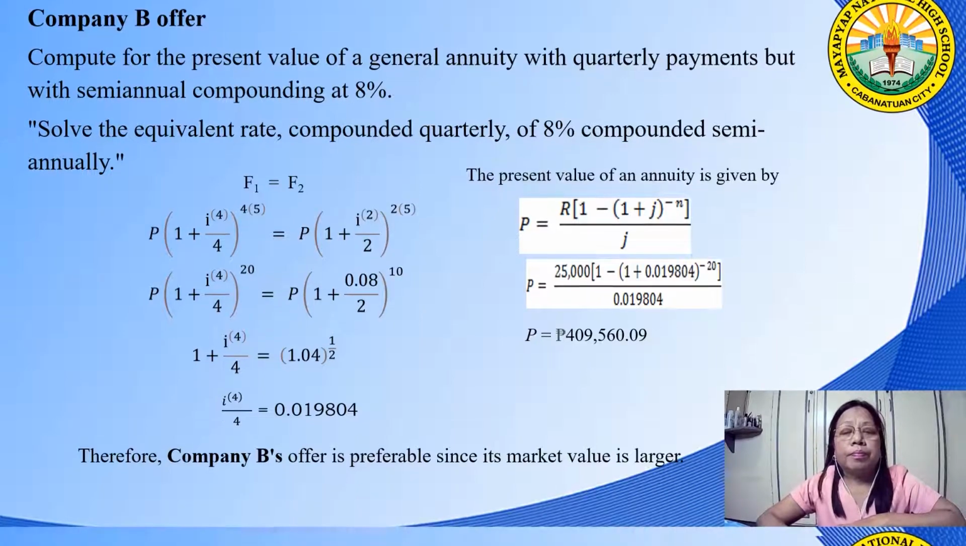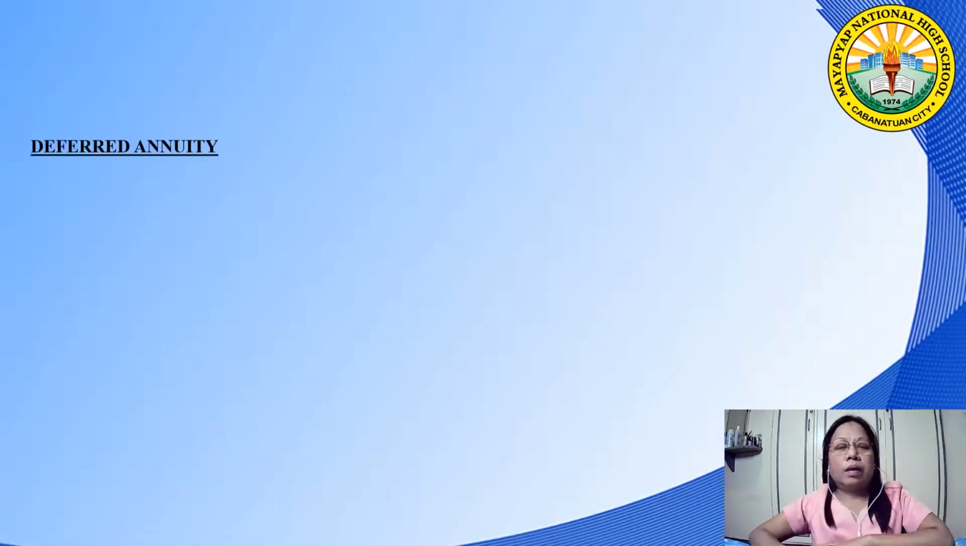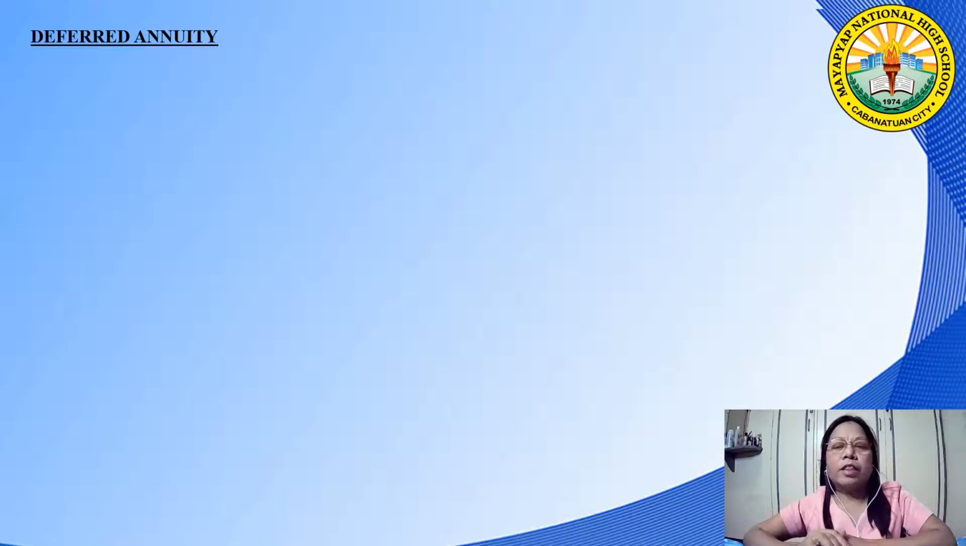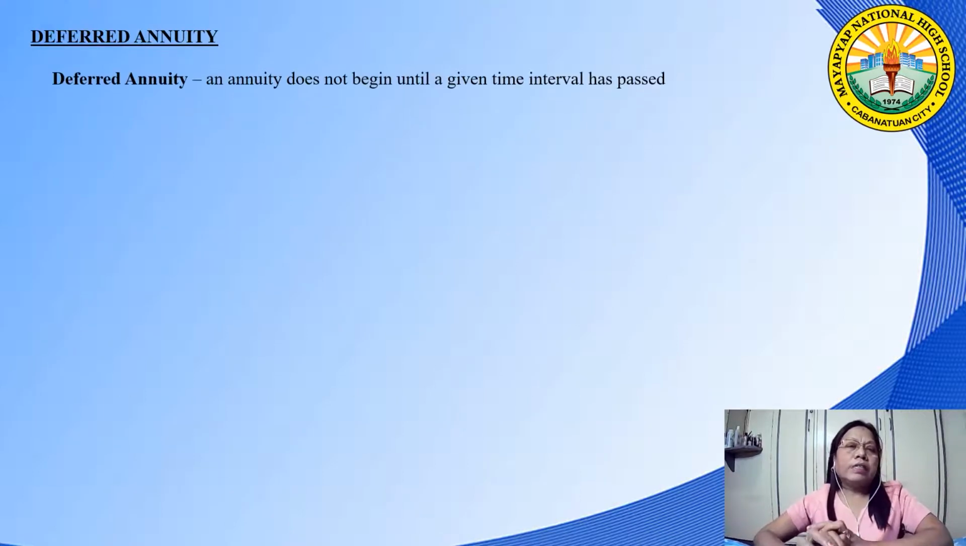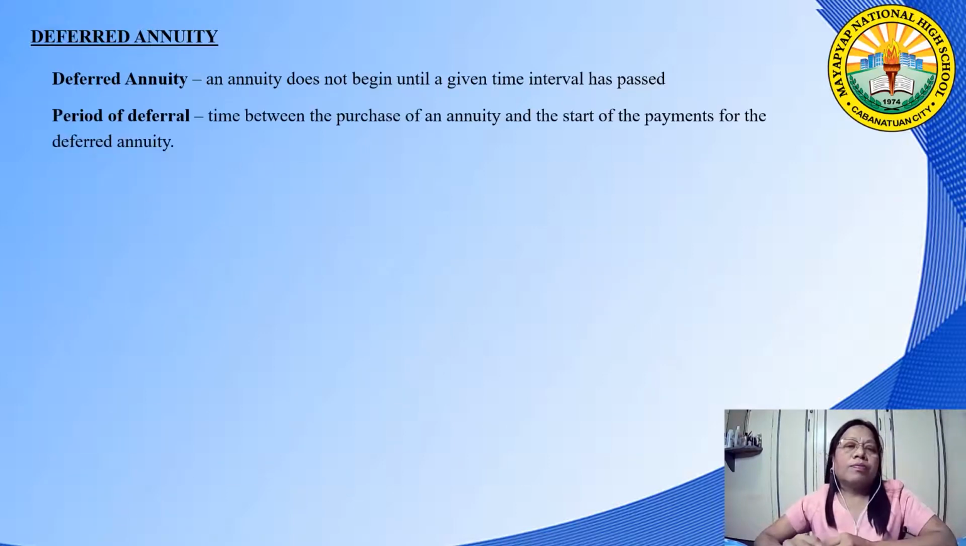Okay, next is deferred annuity. So what is a deferred annuity? A deferred annuity is an annuity that does not begin until a given time interval has passed. The period of deferral is the time between the purchase of an annuity and the start of the payment for the deferred annuity.